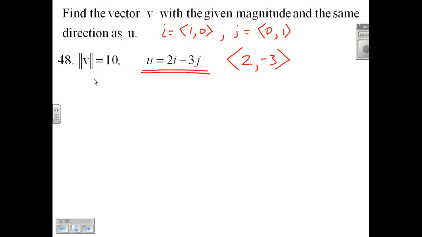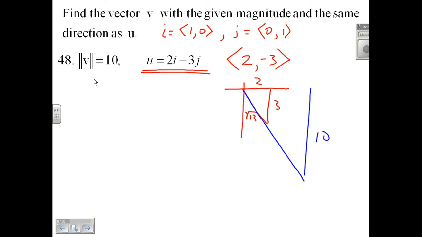Now this is the same problem as the last one. 2, -3 would get me somewhere down in here, and we see Pythagorean, 9 and 4, 13. This length is root 13. But I want to have a magnitude of 10. Same direction, but I might want to be way down here, 10.